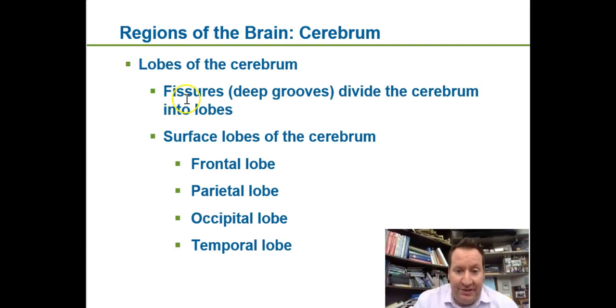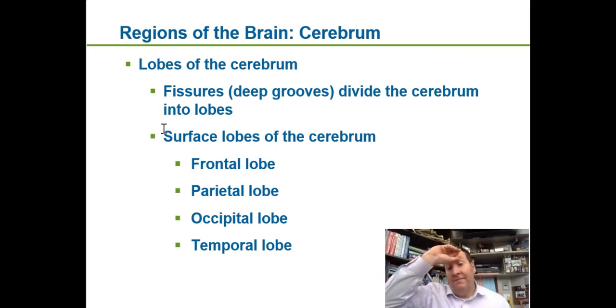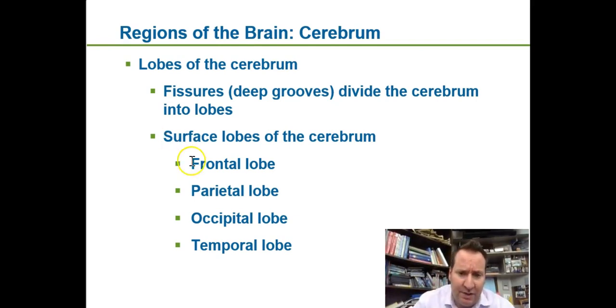Again, here we're talking about fissures, those deep grooves. They divide the cerebrum into the right and the left hemisphere. Also, these fissures are going to be division lines too. They help us identify where the different lobes of the brain are. A lot of your major blood vessels run in these fissures as well. We talked about the frontal, parietal, occipital, and temporal lobes.